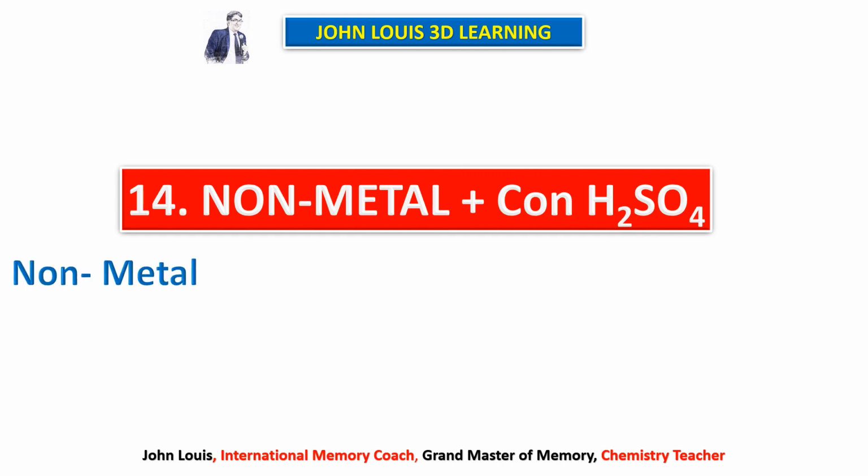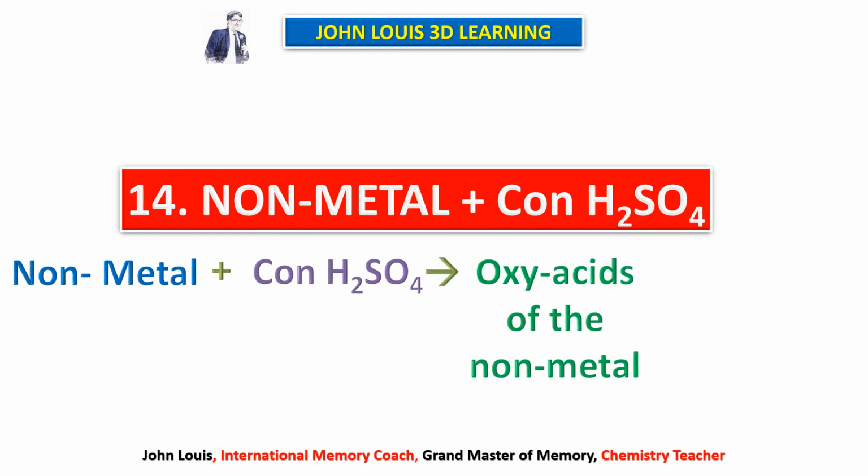So let's see. When any non-metal reacts with concentrated sulfuric acid, we get oxy acids of the non-metal plus water plus sulfur dioxide. What is meant by oxy acids of the non-metal? For example, suppose you take carbon. Carbon reacts with concentrated sulfuric acid. What is the oxy acid of the non-metal? Carbonic acid. That is, the non-metal carbon combined with hydrogen and oxygen forms some acids. This is what is known as oxy acids of the non-metal.